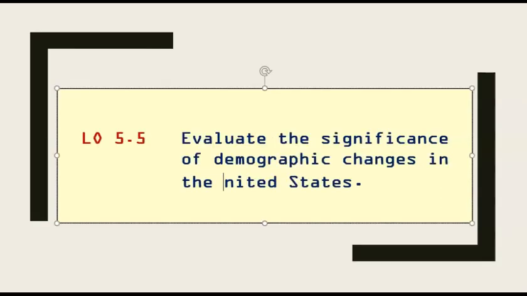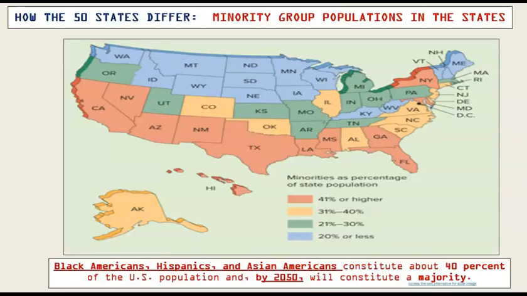Okay. With learning objective 5.5, we want to evaluate the significance of demographic changes in the United States. It appears to be missing a U, so I'll just go ahead and fix that. It needs to be capitalized. And I'm having issues right now. Okay, corrected.